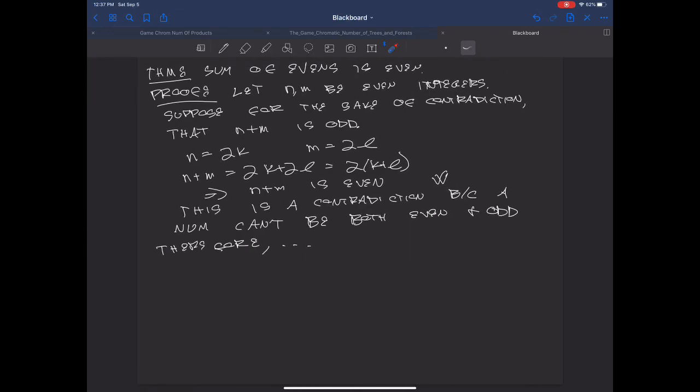We did the same thing back here. We supposed, for the sake of contradiction, the negation of our theorem, that n plus m was odd. We did some work that led to a contradiction, and then we stated what the contradiction is: you can't have a number be both even and odd. And then, therefore, the theorem has to be true.